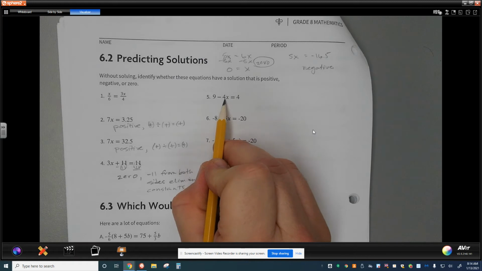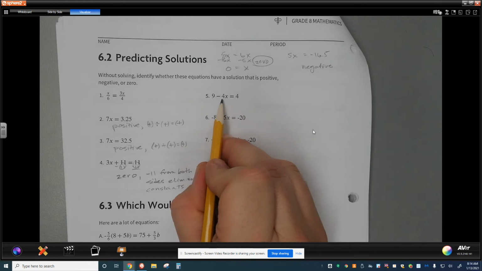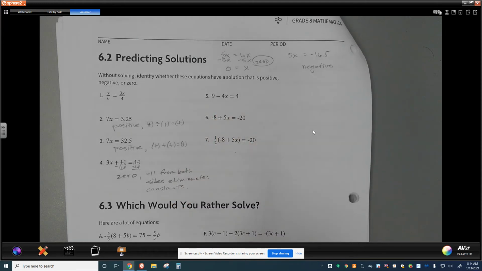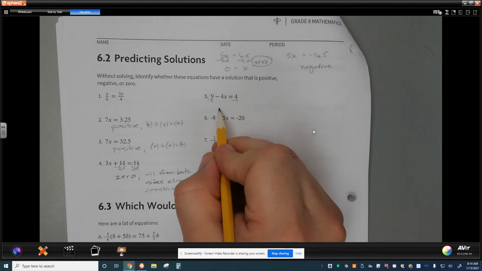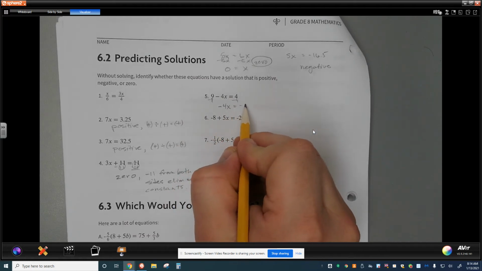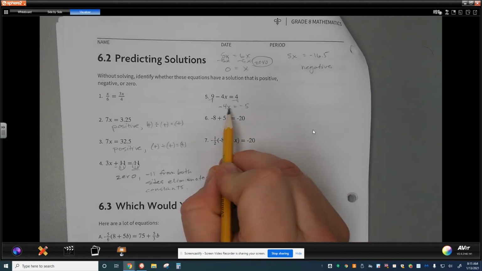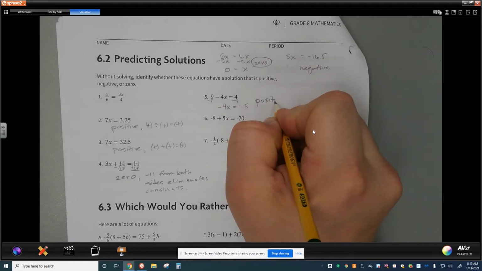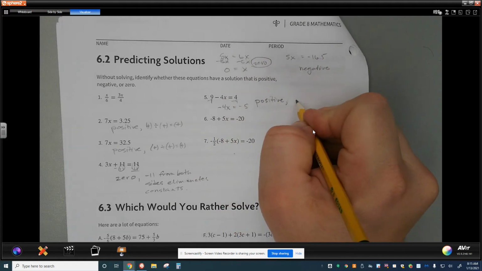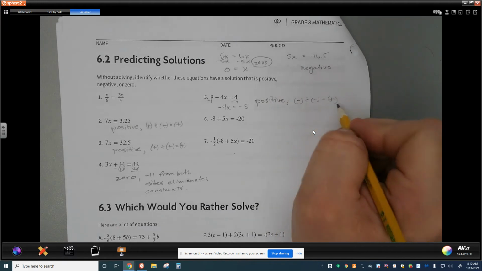I see that I have a negative coefficient here and two positive constants. My gut tells me, hey, maybe this one's going to be negative, but there's one more thing I have to consider. If I subtract this 9 from here and subtract the 9 from here, that gives me negative 4 times x is equal to a negative 5. So while I might have initially thought that this is going to be a negative outcome, what I know now is there's a negative divided by a negative, which actually equals a positive. And so I know this is a positive solution.